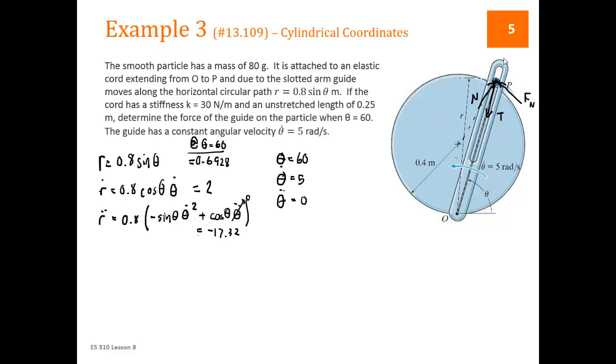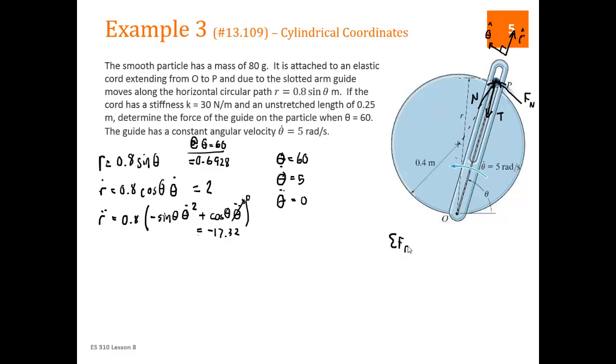Alright. We would also have weight acting on this, except it tells us that we are in a horizontal circular path, which means gravity is acting into the slide, so we don't have to worry about weight. Our coordinate system goes from the origin, right? So our r direction points out from the origin, and our theta direction points in the direction of theta dot. They need to be perpendicular. So this is our r direction. This is our theta direction. And we can now write our equations of motion.